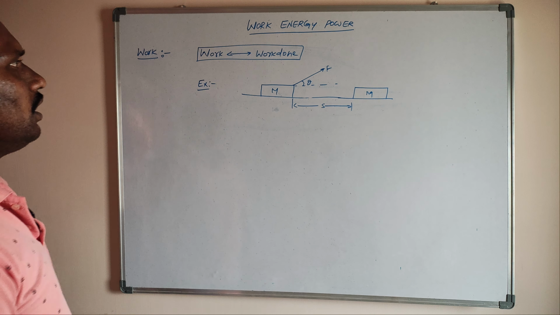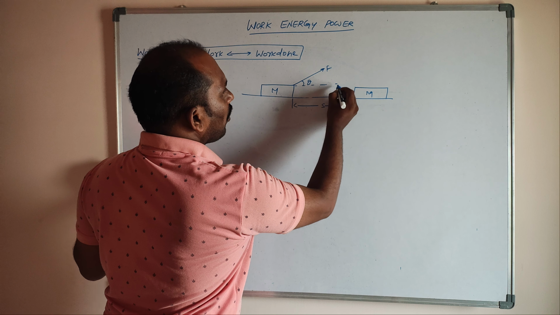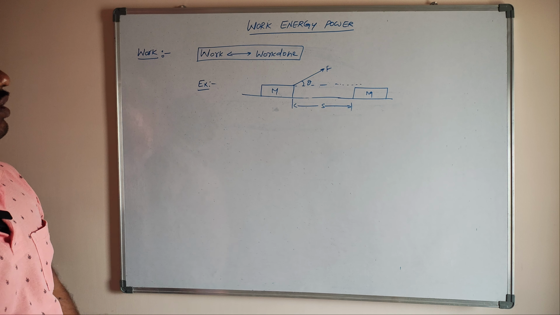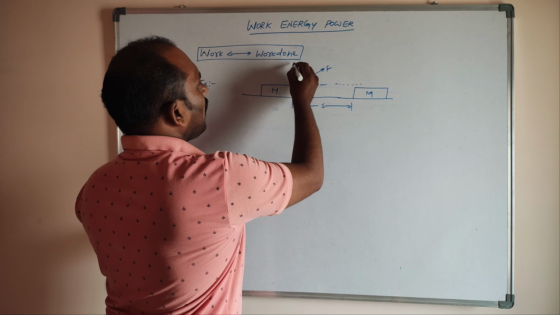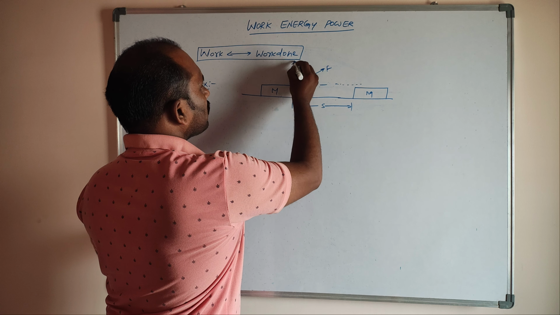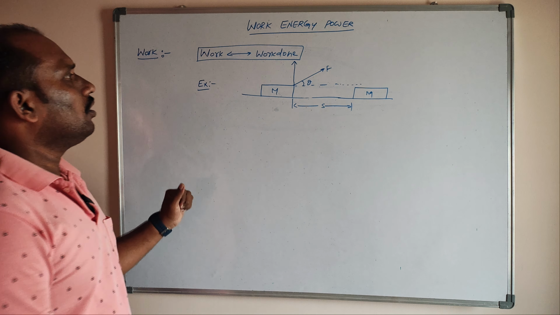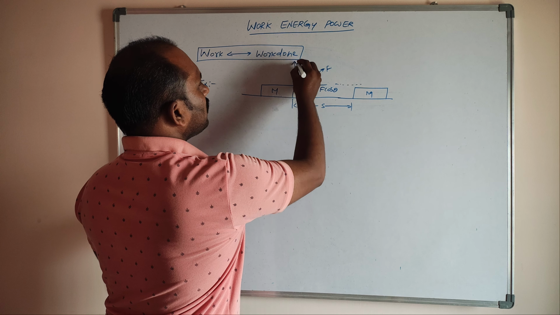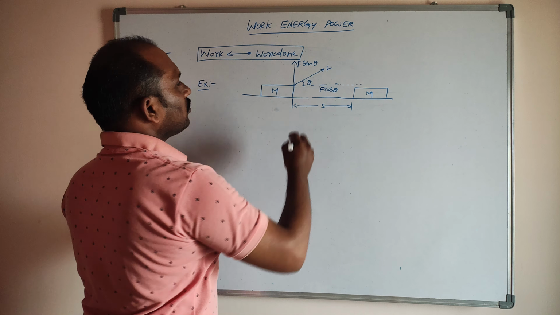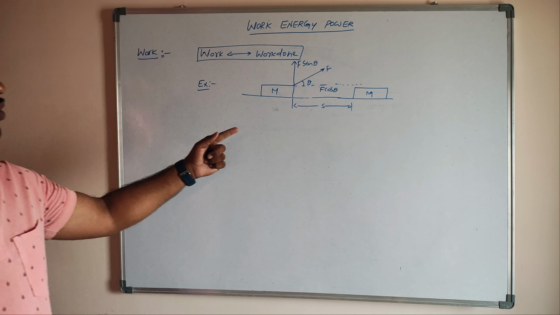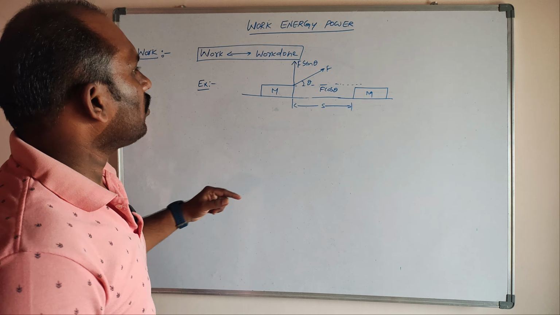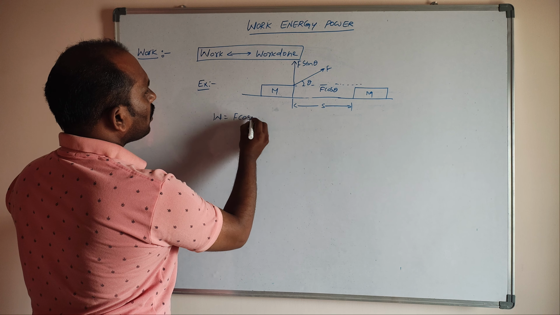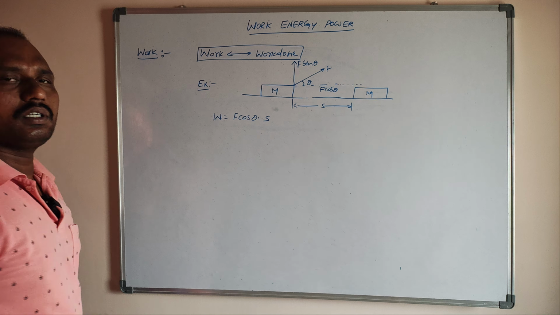So we have to find out how much force is experienced along the horizontal line. For that, we have to take vector components, or component resolution. This is F cos theta horizontally, and vertically it becomes F sin theta. As I told you, the force must act along S. So what is work? Work is equal to F cos theta into S.